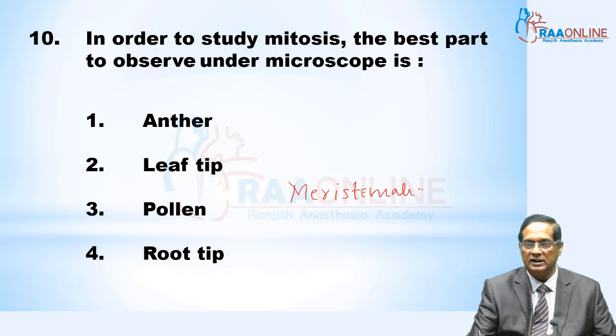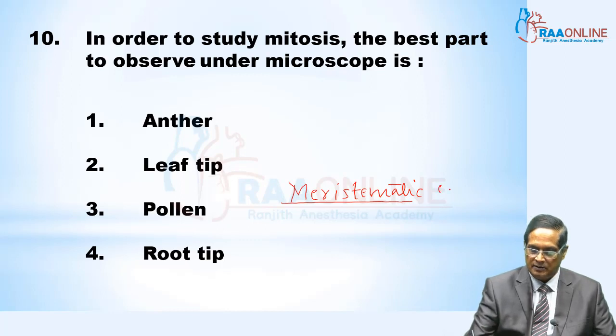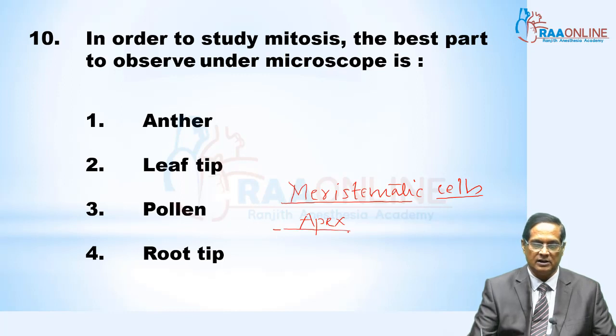Meristematic cells are in the state of division, and they are seen in the apices of the plant. That is, they are found in the apex. I mean the shoot apex and the root apex.